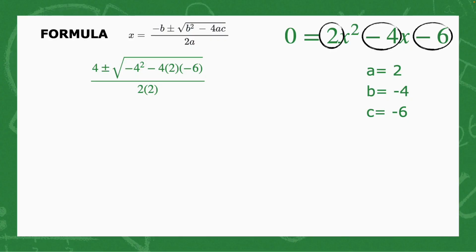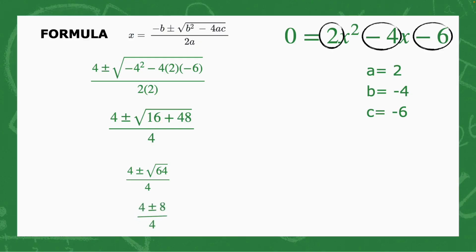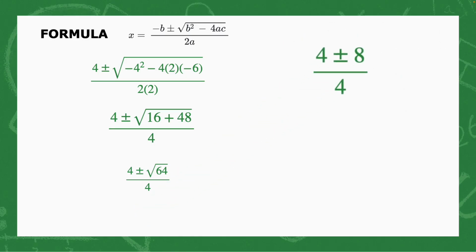I know that negative 4 squared is 16. And if I take negative 4 times 2 times negative 6, I'll get a positive 48. So I can simplify that to 16 plus 48. I can take it one step further because I know that 16 plus 48 is 64. And so now I can take the square root of 64, which works out to be the nice whole number of 8. At this point, I have 4 plus or minus 8 divided by 4.